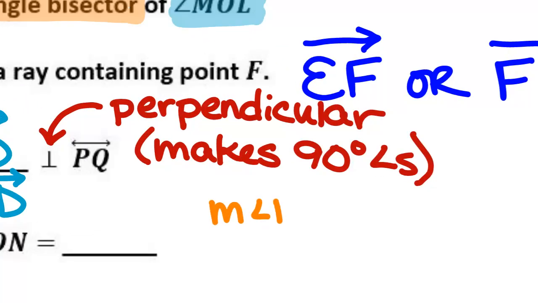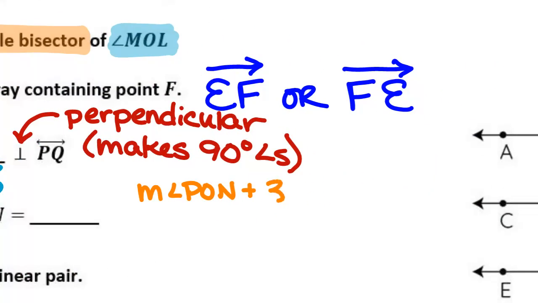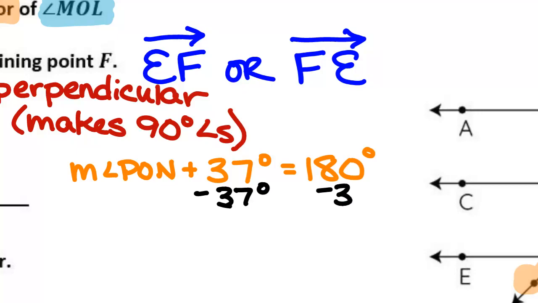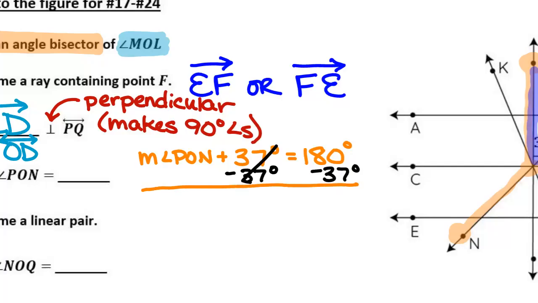So the measurement of angle PON plus 37 degrees equals 180. Then I can subtract 37 from both sides. What is 180 minus 37? 143. So the measurement of angle PON is 143 degrees.